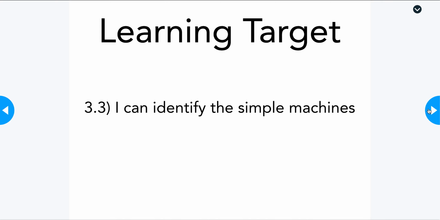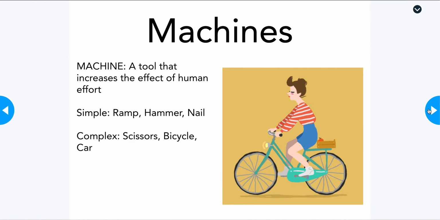Alrighty, our learning target for today is, I can identify the simple machines. So before we talk about simple machines, let's go ahead and talk about what a machine is in general. A machine is a tool that increases the effect of human effort. And we'll talk more about what it means to increase that effect at a later date. But for now, what you just need to know is it basically makes things easier for humans to use.